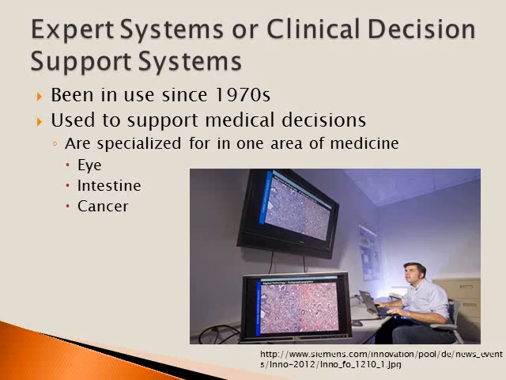Expert systems, or clinical decision support systems, have been in use since the 1970s. They are used to support medical decisions and are specialized in one area of medicine, such as the eye, intestine, or cancer. They are only used to support medical decisions, not to make their own, because the doctor still has to be in charge for reliability reasons.